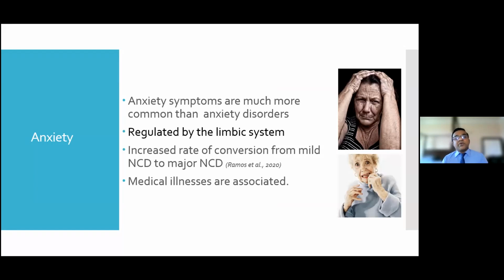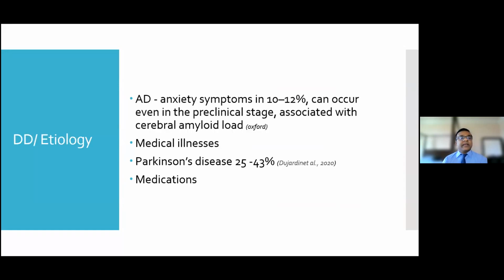Anxiety symptoms. Anxiety is much more common than anxiety disorders, and it's regulated by the limbic system. It's associated with an increased rate of conversion from mild neurocognitive disorder to major neurocognitive disorder. And when there's an anxiety disorder, there's almost always comorbidity, either diabetes, hypertension, dyslipidemia, ischemic heart disease, arthritis. All these comorbidities are highly associated with anxiety disorders in elderly. Again, differential diagnosis is very important. A lot of Alzheimer's can start with anxiety symptoms in preclinical stages, associated with cerebral amyloid load. And medical illnesses, as I told you, Parkinson's has the highest rate, I guess, and medication induced, so it's iatrogenic, some of the anxieties.